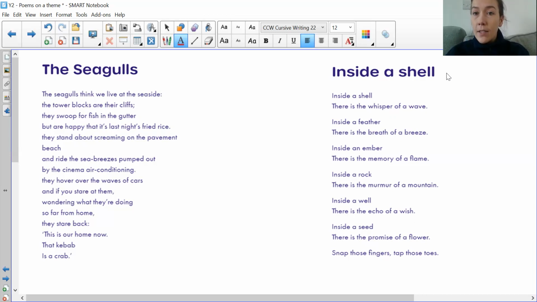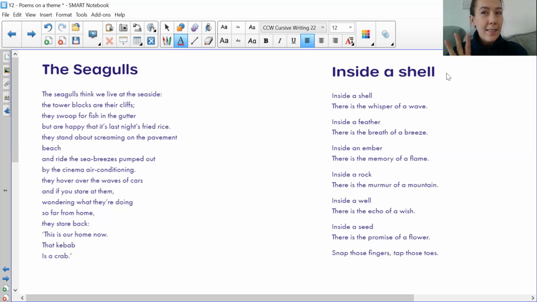Inside a shell, there is the whisper of a wave. Inside a feather, there is a breath of a breeze. Inside an ember, there is the memory of a flame. Inside a rock, there is the murmur of a mountain. Inside a well, there is the echo of a wish. Inside a seed, there is the promise of a flower.